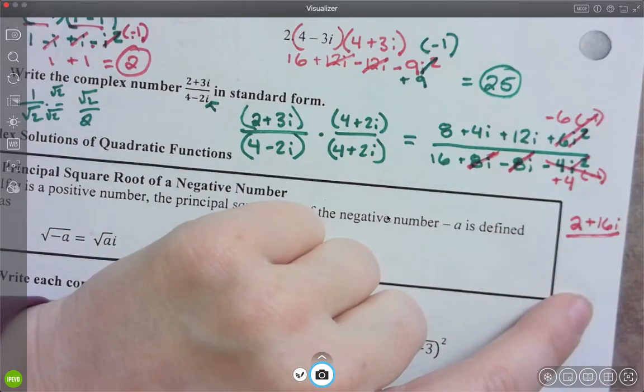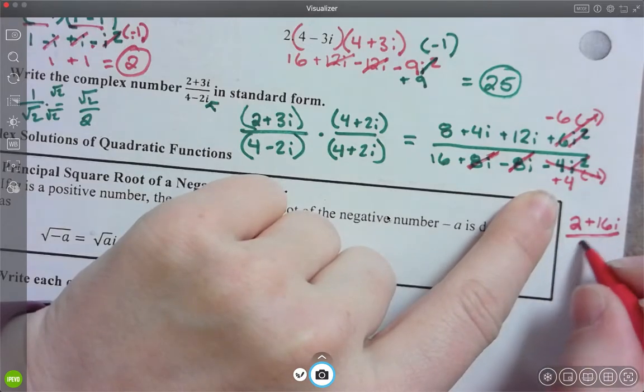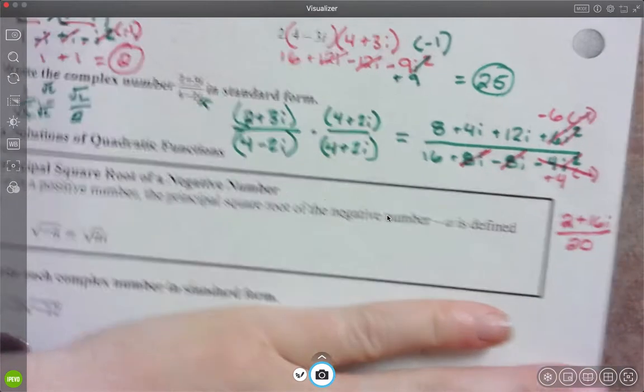And then on the bottom, I have 16 and 4. 16 plus 4 is 20. Okay? Now, very, very last thing.